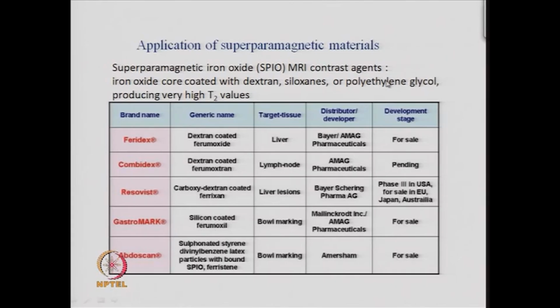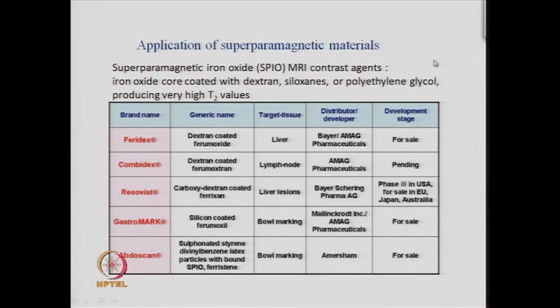Now, the applications of super paramagnetic materials, why are they very important in nanotechnology? Super paramagnetic iron oxide. So, iron oxide is ferromagnetic. When we make small particles of iron oxide, they become super paramagnetic, and these super paramagnetic iron oxide, in short we call them SPIO. They are used as MRI contrast agents.